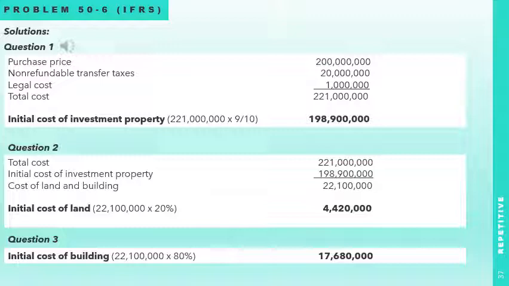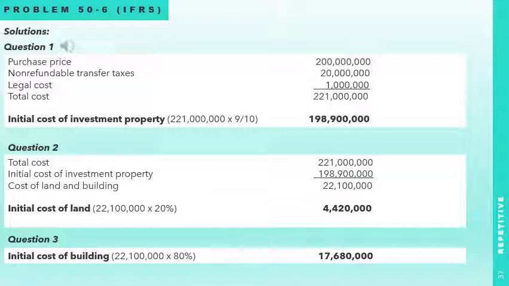So, proceed po tayo sa solution. So, yung purchase price natin based sa given ay 200 million. Then, i-add natin yung mga transaction cost, which is directly attributable expenditure. At sa ating given, ang kasama sa ating transaction cost are transaction costs na non-refundable transfer taxes amounting to 20 million and yung legal cost amounting to 1 million. So, magkakaroon tayo ng total cost na 221 million.